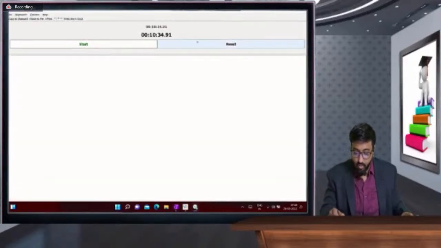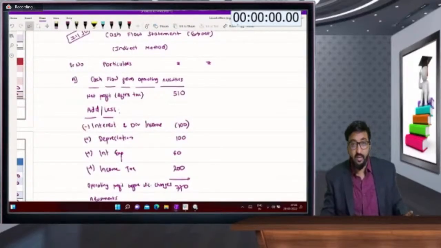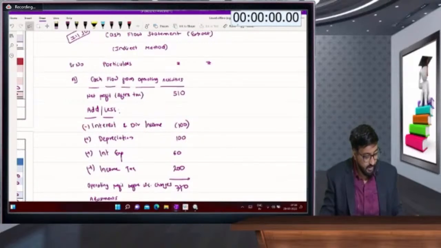Start from zero. So you can write the timings: sir took 10 minutes, so you have to finish before 10 minutes. Indirect method. Maximum questions we are going to solve here.